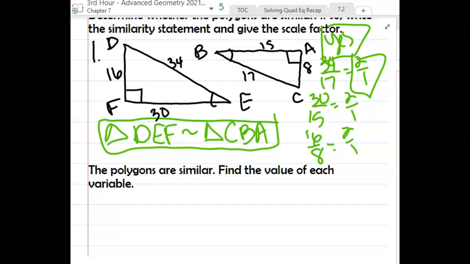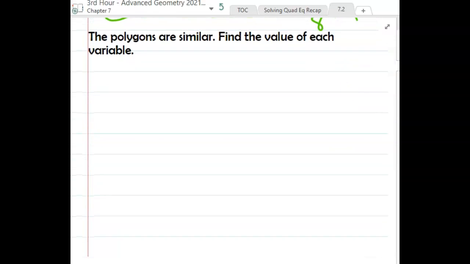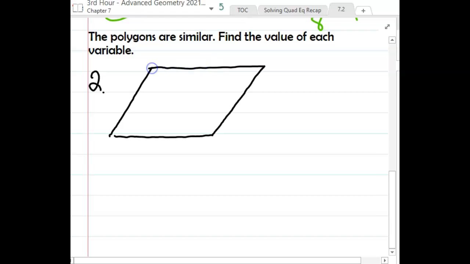All right, and let's just do a couple of the last ones where we're using the idea that they are similar, and we're going to find some missing side lengths here. Okay, so let's draw a parallelogram. And inside the parallelogram is another parallelogram.